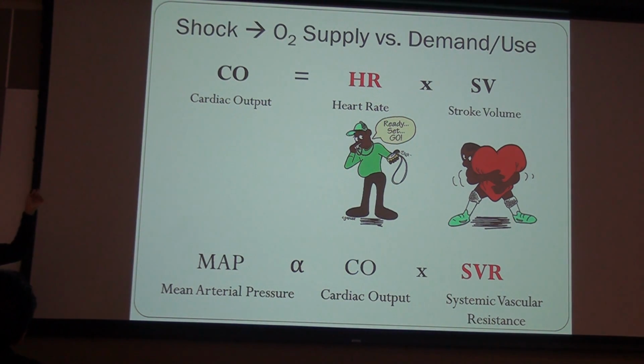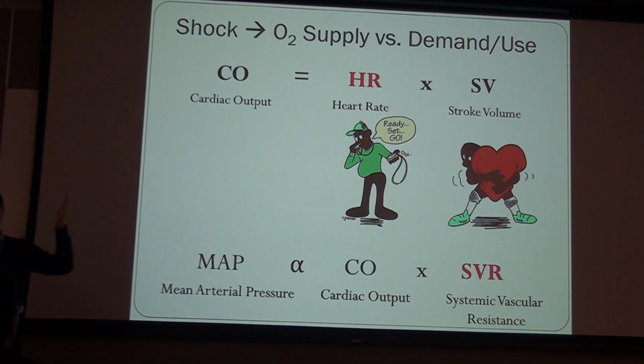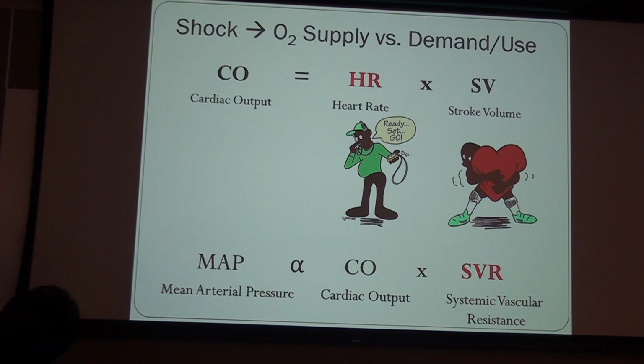And we said that cardiac output is what is giving your oxygen delivery. So children increase their systemic vascular resistance and increase their heart rate to try to increase their cardiac output. But by increasing the systemic vascular resistance, they actually end up potentially decreasing their cardiac output at a given blood pressure that they may have.